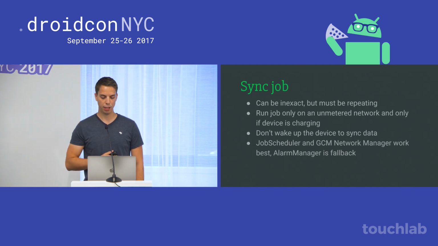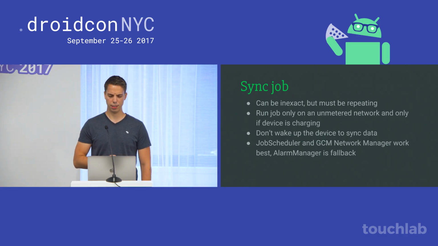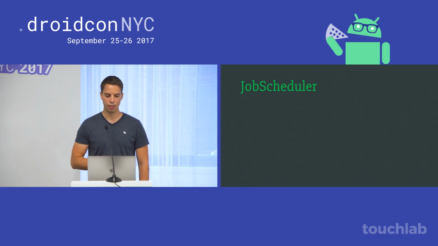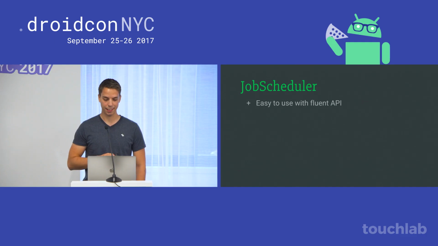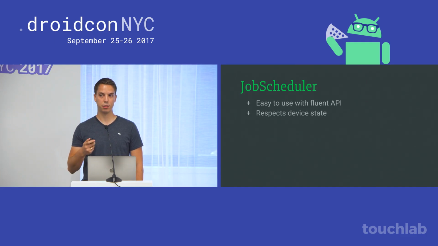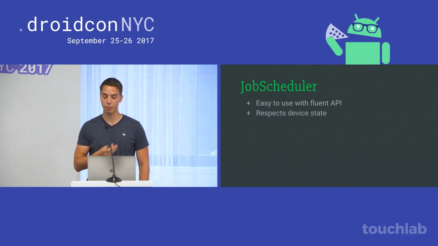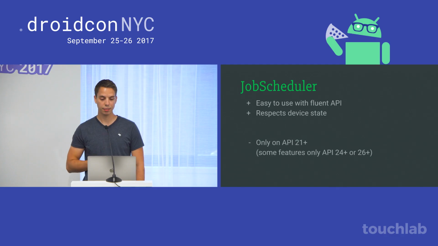And here we have two APIs. That's the job scheduler and the GCM network manager. So let's start with the job scheduler. The cool thing about the job scheduler is that it provides a way nicer API than the alarm manager, and we will see this in a second. Then we can set certain requirements, like that the device must be charging. The downside of it is that it's only available on Android L and above. So below that, we can't use it at all.